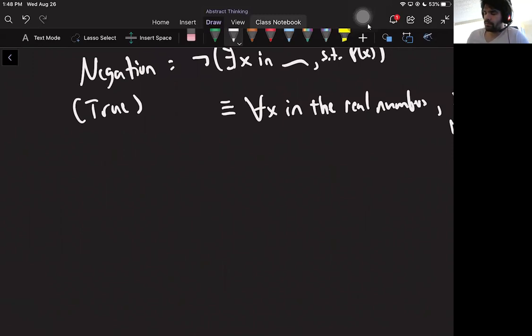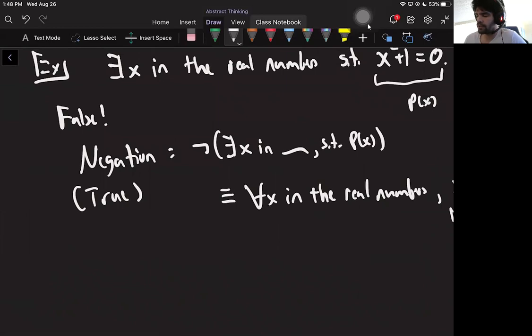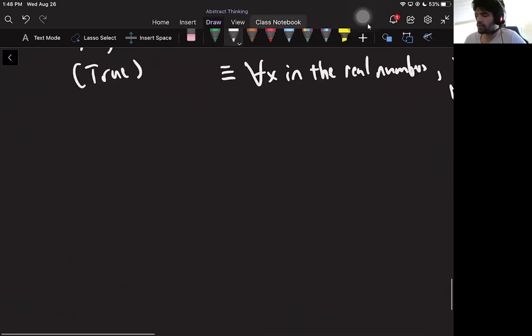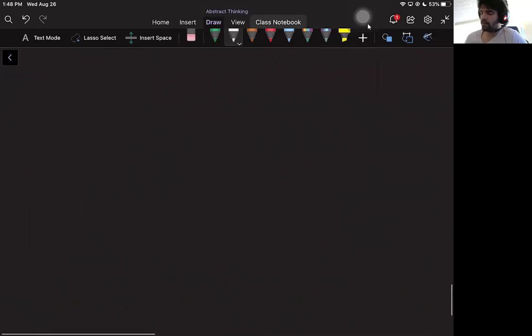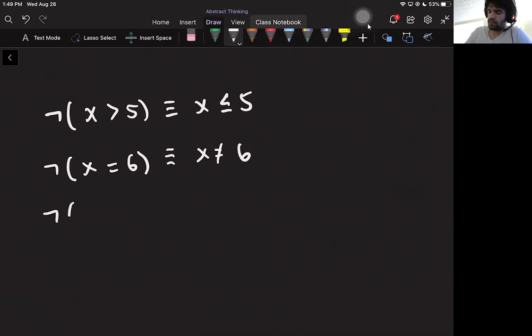So the important skill is to remember how the negation works with the for all and there exists, but also, just as important, is being able to negate things like this. So keep this in mind. What's the negation of that? It's a less than or equal to. What's the negation of an equal sign? It's a not equal sign. What's the negation of a bigger than or equal to? It's just less than.